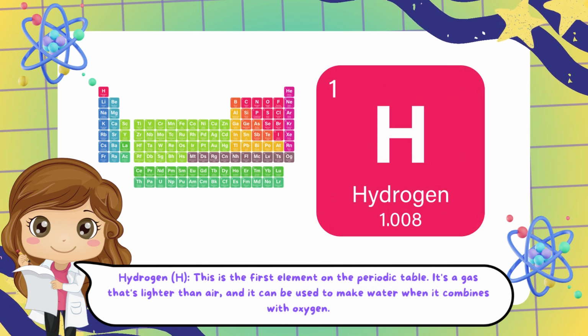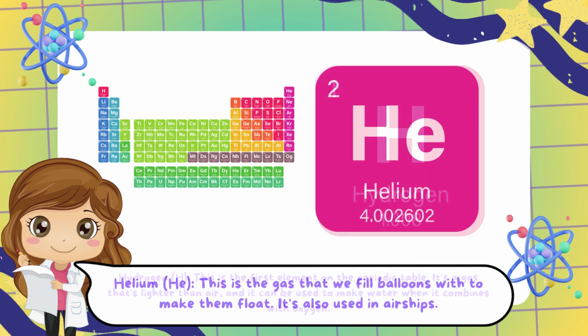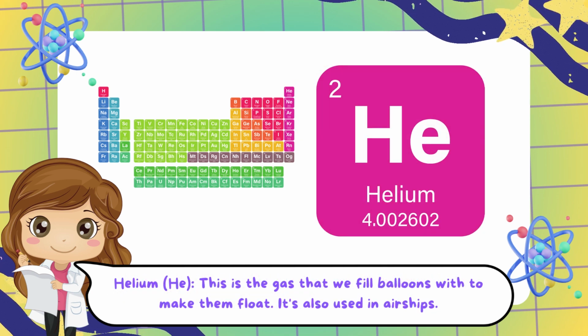Hydrogen, H. This is the first element on the periodic table. It's a gas that's lighter than air, and it can be used to make water when it combines with oxygen. Helium, H, E. This is the gas that we fill balloons with to make them float. It's also used in airships.